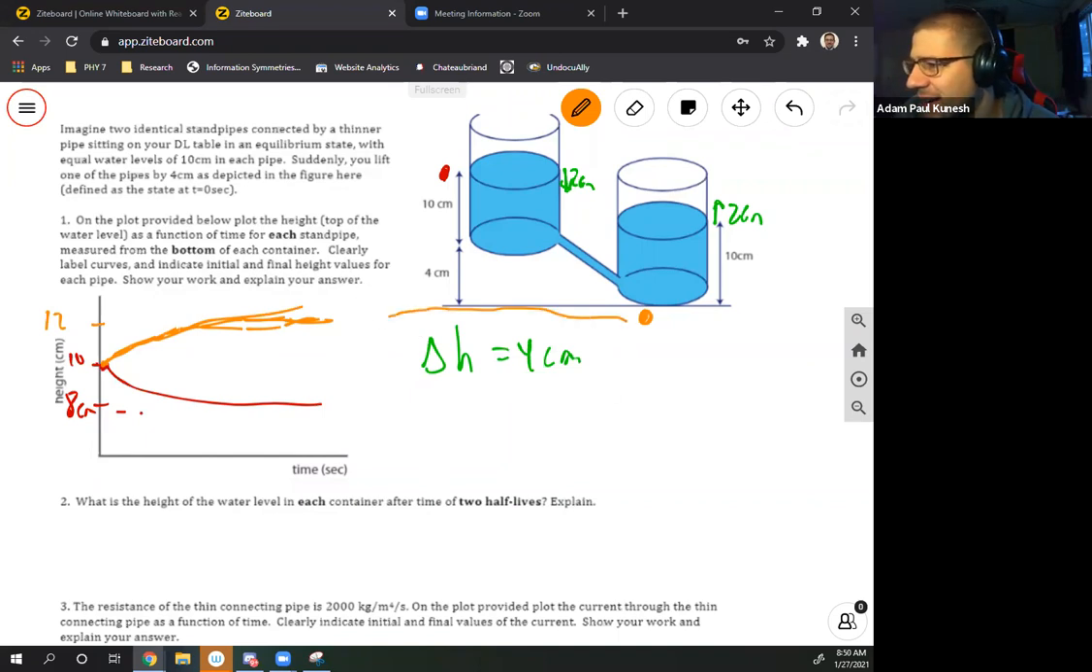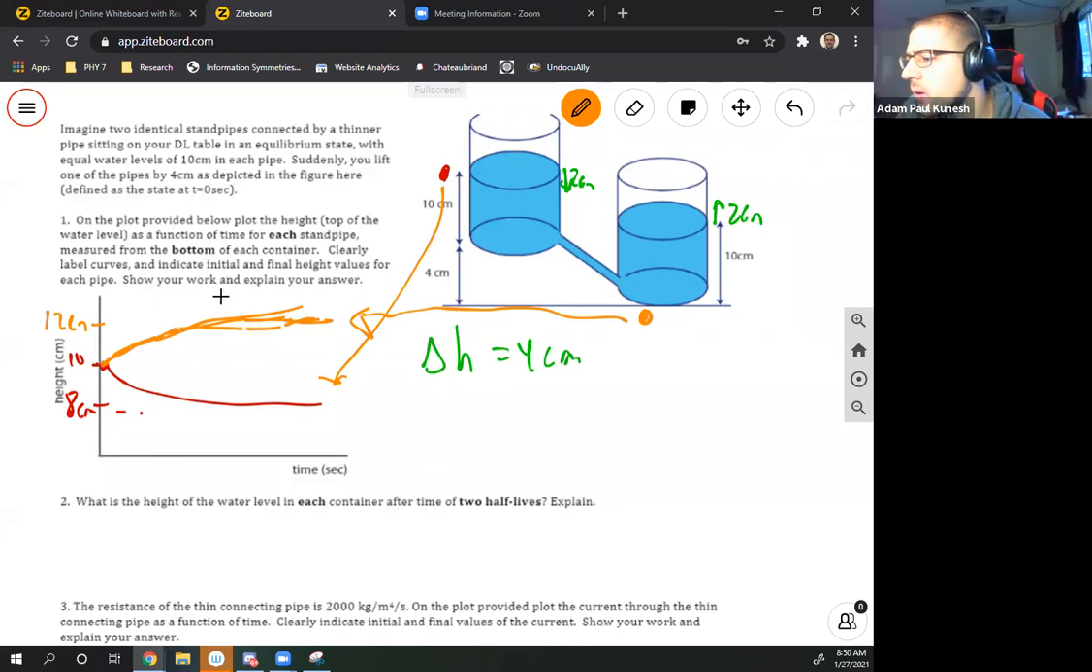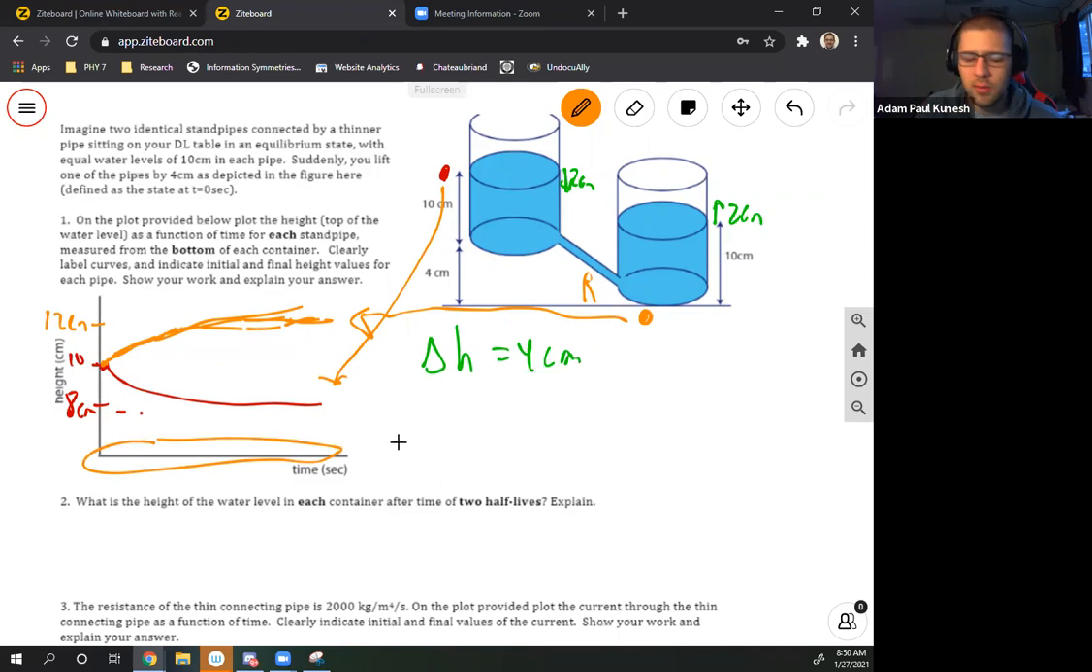So indicate initial and final height values for each pipe. Show your work, explain your answer. Centimeters. So I don't think at this point they really want me to indicate what the half-lives are, because I don't have the resistance. So I'm just going to leave my time axis unlabeled.